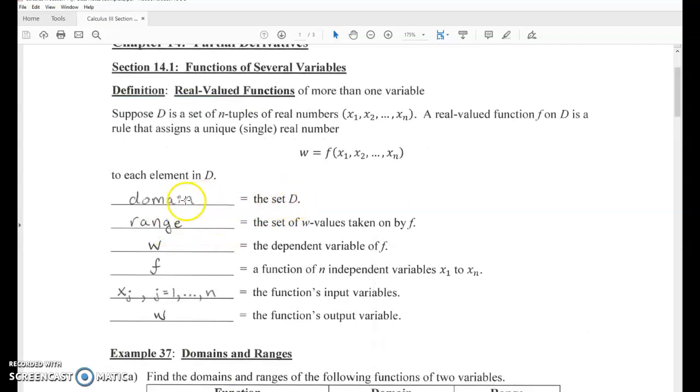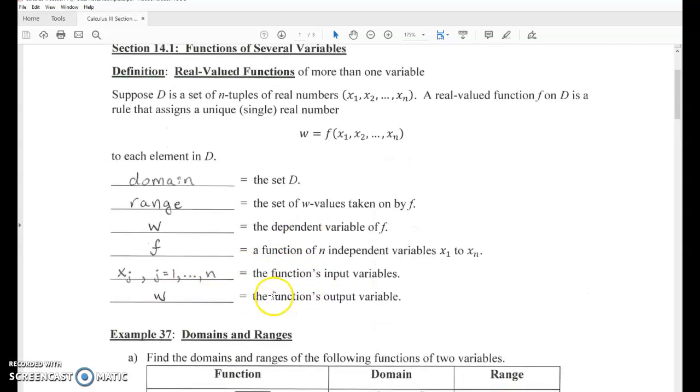So the set D is the domain of our function. The range is the set of w values, right? All the values of w that are taken on by f. W is the dependent variable of the function. F is actually a function of n independent variables, x1 to x sub n. And x sub j, where j goes from 1 to n, so x1, x2, x3, etc. out to x sub n, are the input variables. And w again is also the output variable. So the dependent variable is sometimes called the output variable.